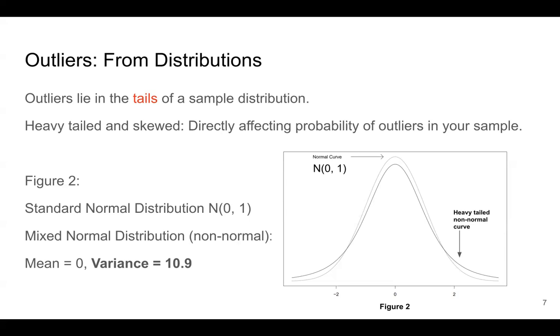Let's take a look at figure 2. The dotted curve is the standard normal distribution with mean 0 and variance 1. And the solid curve is a heavy-tailed non-normal curve. The solid curve is a mixed normal distribution with mean 0 and variance 10.9. Because it is heavy-tailed, meaning that the tails are above the normal distribution, you have a higher probability of outliers in your sample.